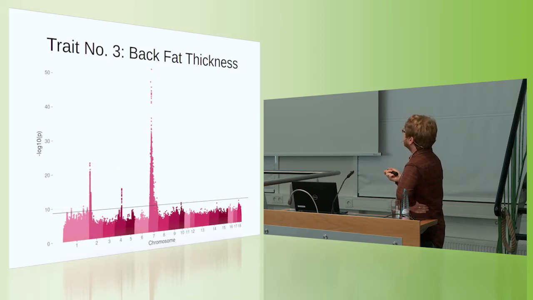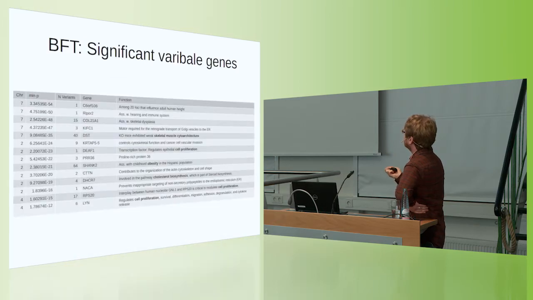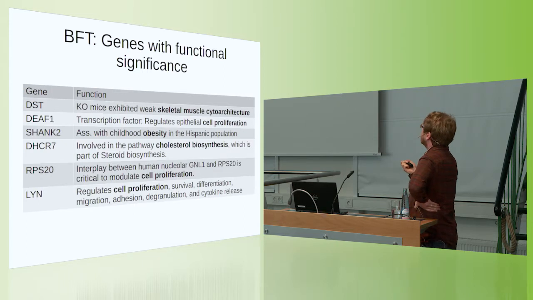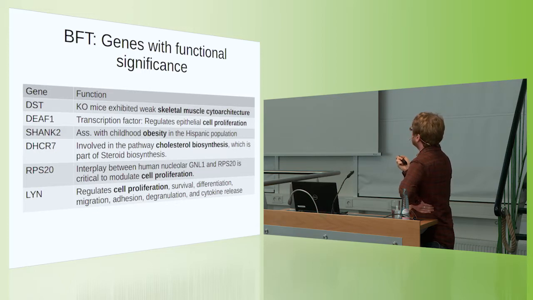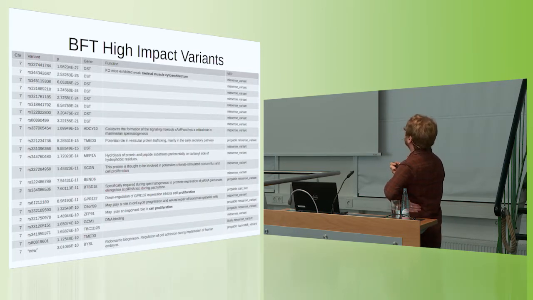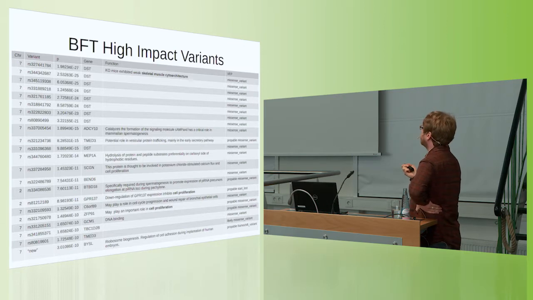The third trait I want to talk about is back fat thickness, where we found a very prominent peak on chromosome 7. And the genes we found are associated with skeletal muscle cytoarchitecture, again, cell proliferation, obesity, and cholesterol biosynthesis. And again, for that trait, we have a long list of high-impact variants.